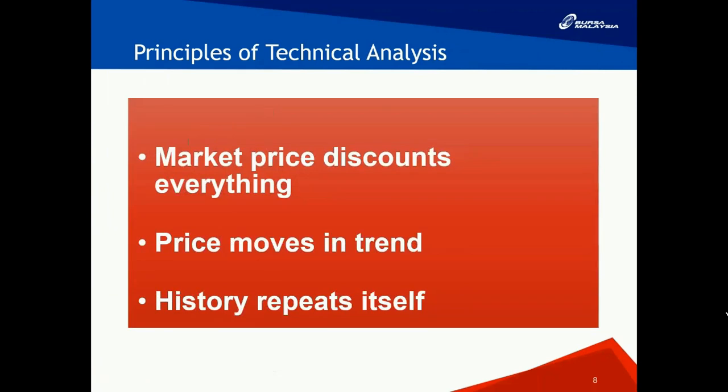We have three main principles of TA, and the first one is that market price discounts everything. That means anything that happens in the market, whether there is a storm coming, or new policies coming to the country or company, and so on and so forth, it's all presented in the price. That's why we say market price discounts everything. That means everything that will affect, is going to affect, or is affecting the price of a stock or contract is already factored into the price.